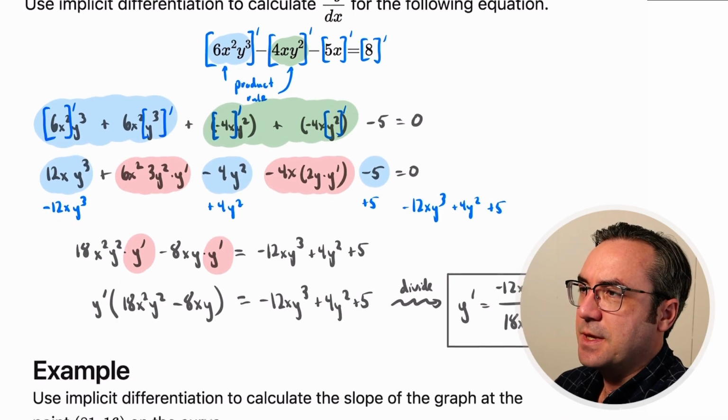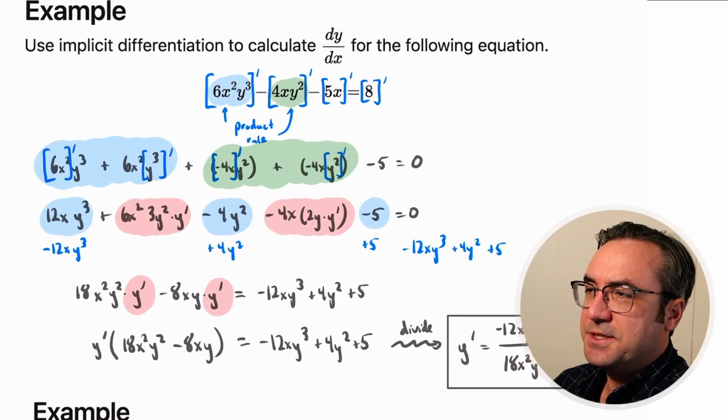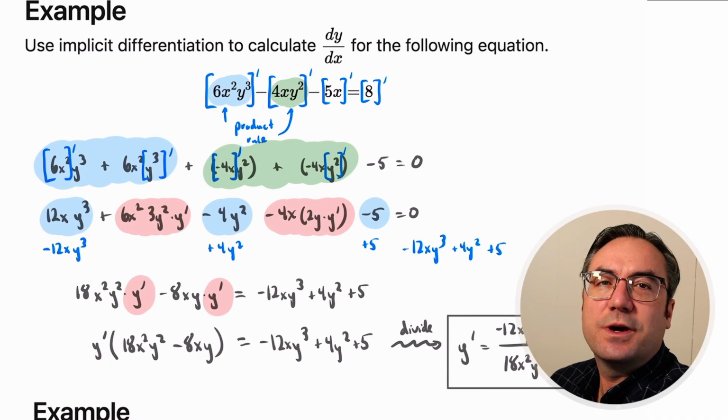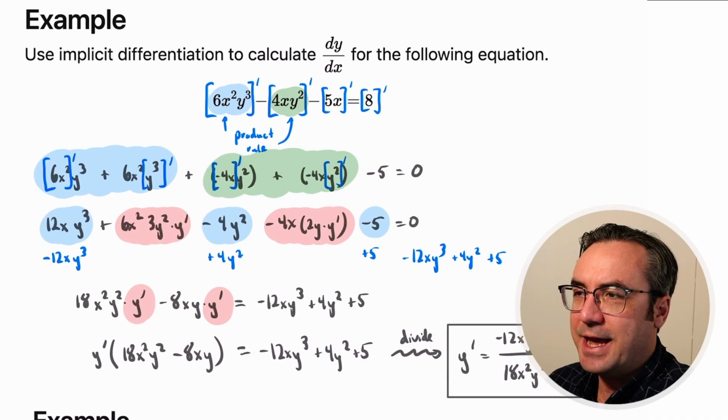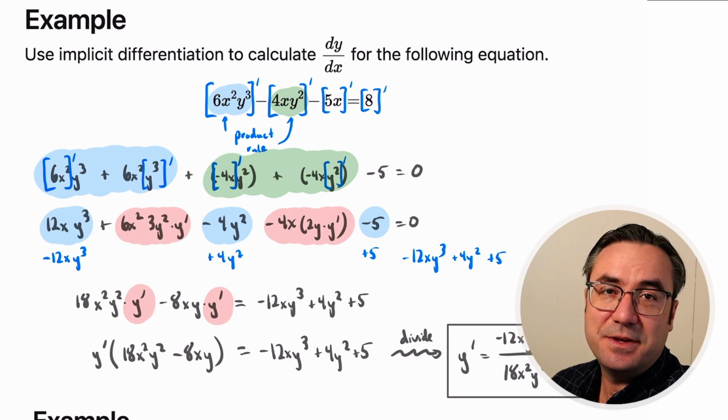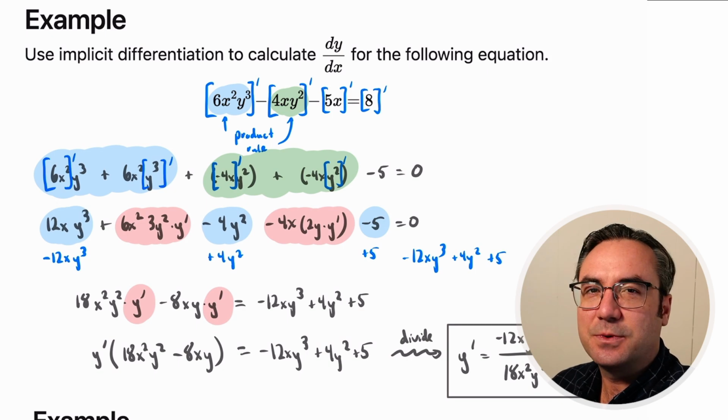All right. So let's stop there. We'll try a few more examples of these in class. And then we'll also be starting to look at an application of implicit differentiation called related rates.